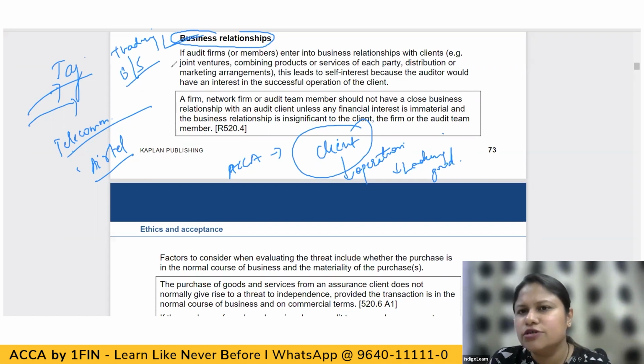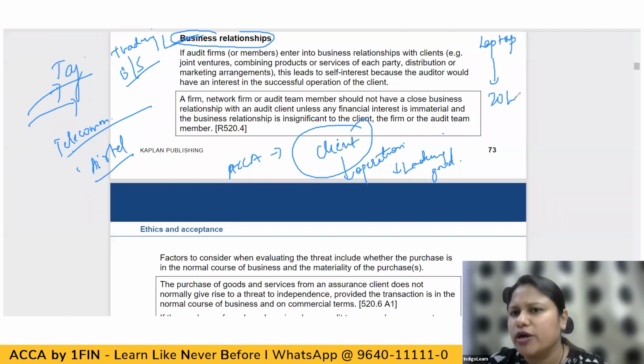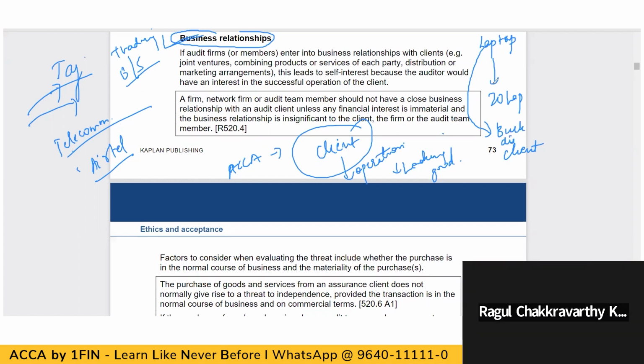For example, suppose you are a person who would require laptops for your office. You have decided to buy around 20 laptops in bulk from a particular client. Now, this client is going to give you 20 laptops. He's going to give you a bulk discount on this. Yeah, definitely he'll give a bulk discount, correct?